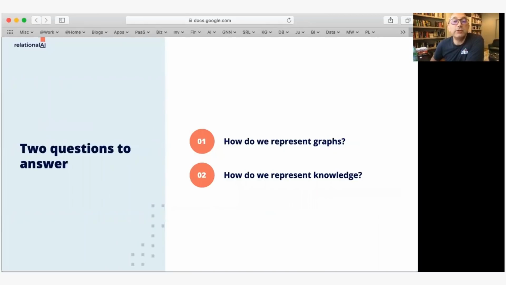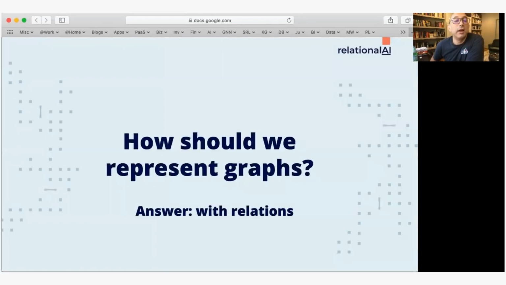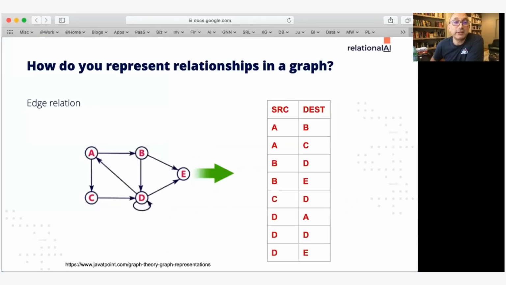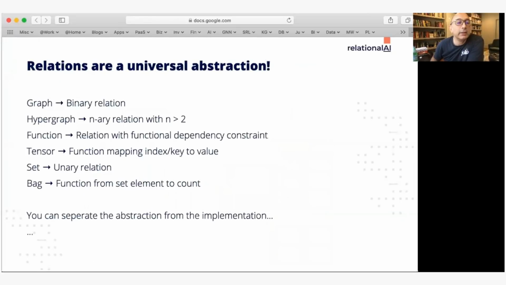Well, first you have to answer two questions. The first question is, how do we represent graphs? And the second question is, how do we represent knowledge? So how should we represent graphs? Our answer is with relations. And if you've worked with graphs before, you know there are different ways of representing them. But a very common way is to represent the edges in a graph with an edge relation that maps source node to destination node if the graph is directed, or just connects two nodes if the graph is undirected. And so here's a quick example of that.